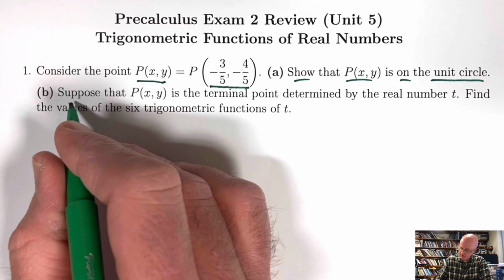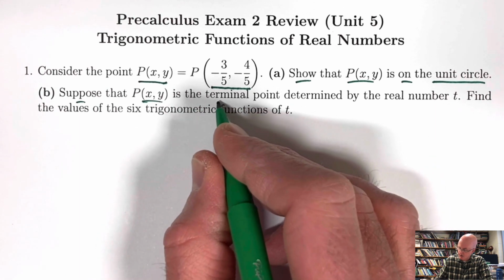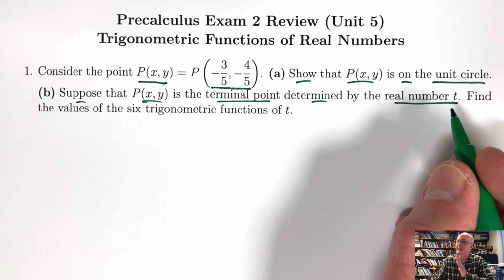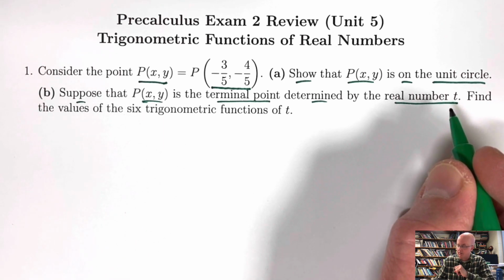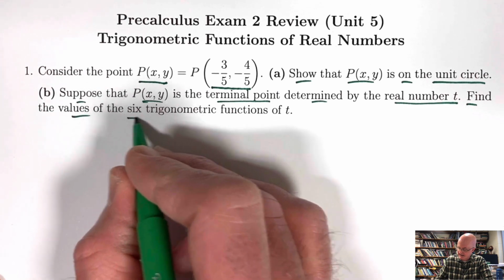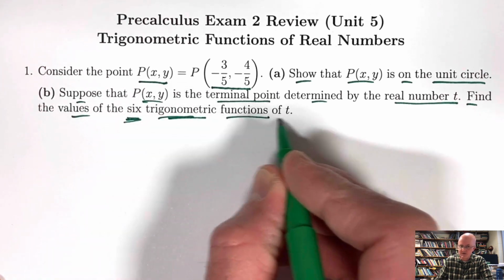Part B, suppose that P of xy is a terminal point determined by the real number t. I'm not talking about angles here. I'm thinking of t as being a pure real number. It is going to be related to an angle, but not yet. The goal is to find the values of the 6 trigonometric functions of t.